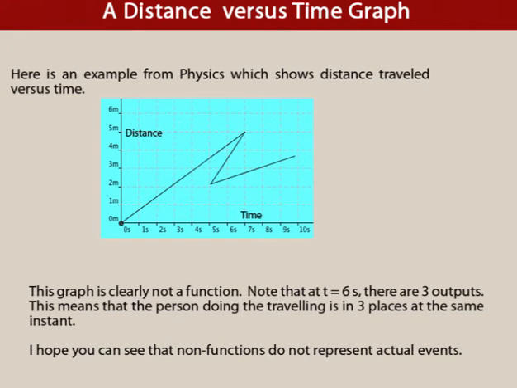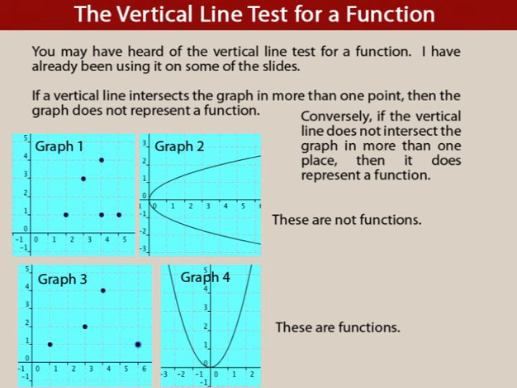Here's an example from physics which shows distance traveled versus time. This graph is clearly not a function. Note that at t equals 6 seconds, there are 3 outputs. This means that the person doing the traveling is in 3 places at the same instant. I hope you can see that non-functions do not represent actual events.